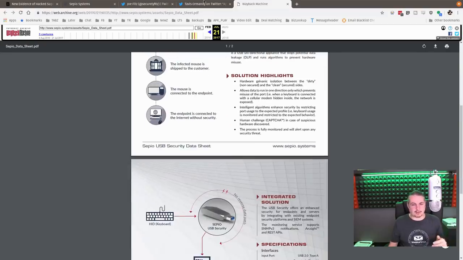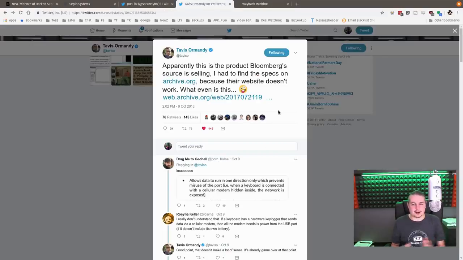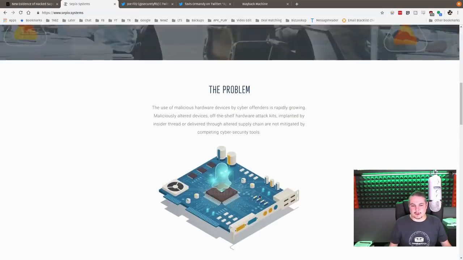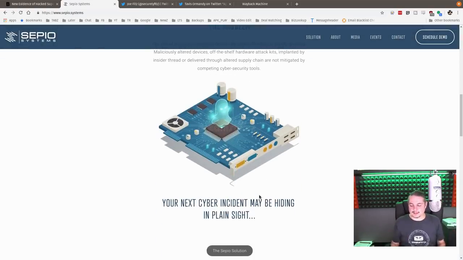If you're curious about what this is, the Sepio solution for things, which, as he tweeted, apparently this product from Bloomberg's source is selling. I had to find the specs on archive.org because their website doesn't work. So, kind of a mystery box. Like I said, they get the ghost on the machine. I don't know anything good or bad about Sepio Systems, but it feels like a corporate company that markets to other corporate companies, that puts ghosts on chips because that's what scares corporate people.